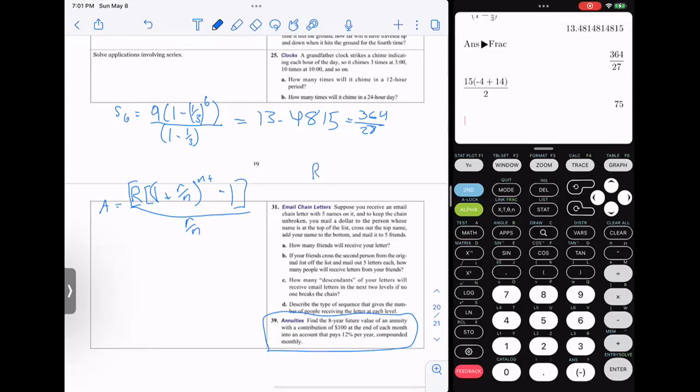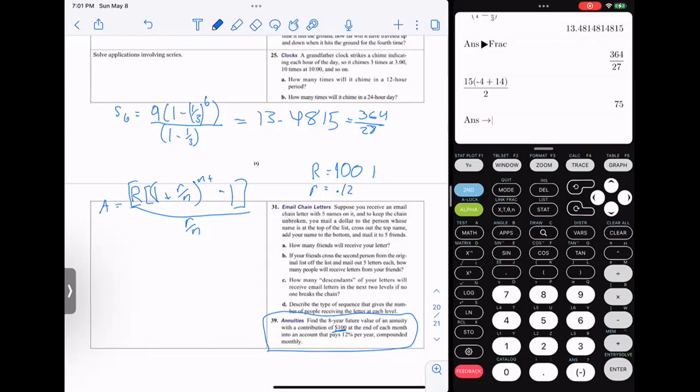So R is the number we're putting in. In this case, our R is $100 at the end of each month, to an account that pays little r. So big R is that annuity. Little r is 12%, so that's 0.12. N is how long or how much we're compounding. On your formula sheet, this might be K. I think it actually is K on your formula sheet.